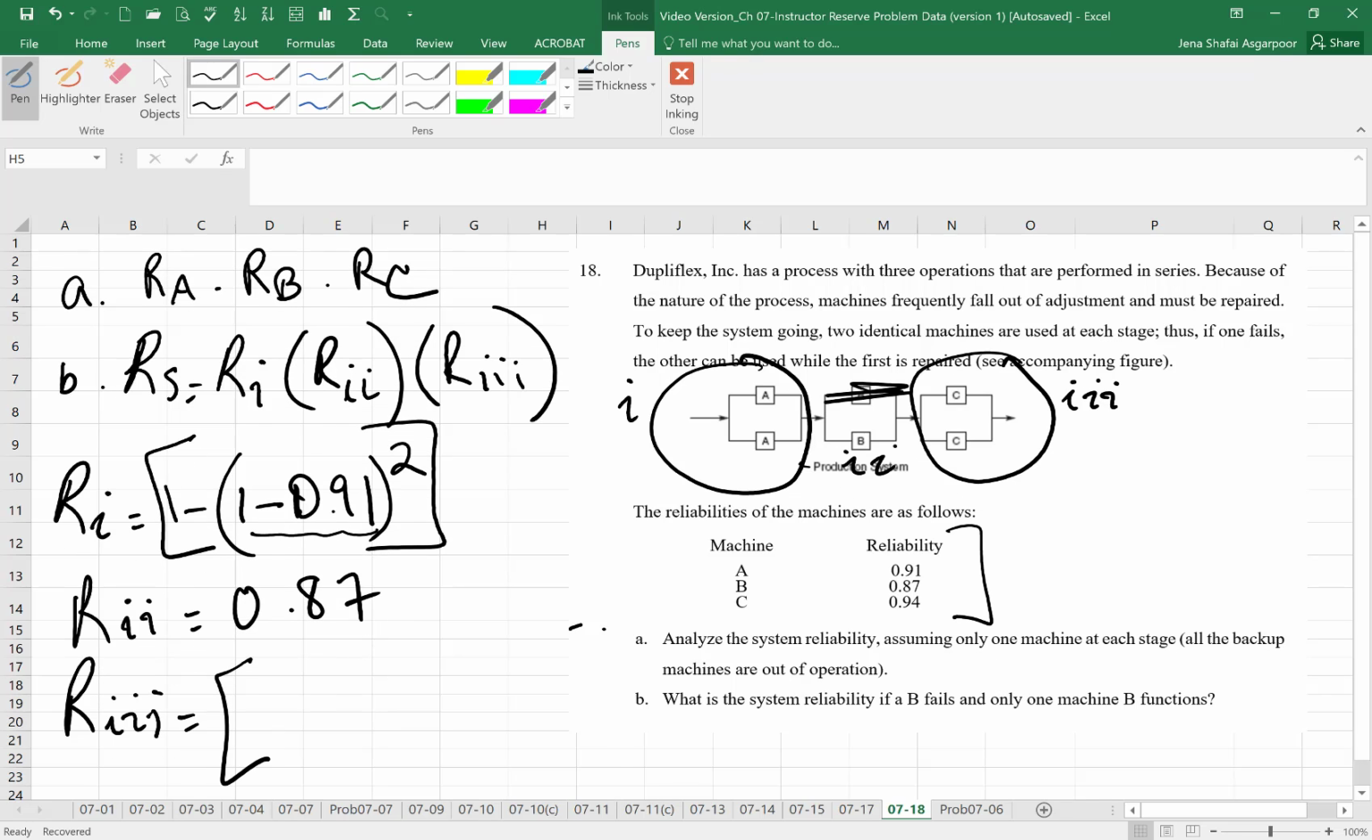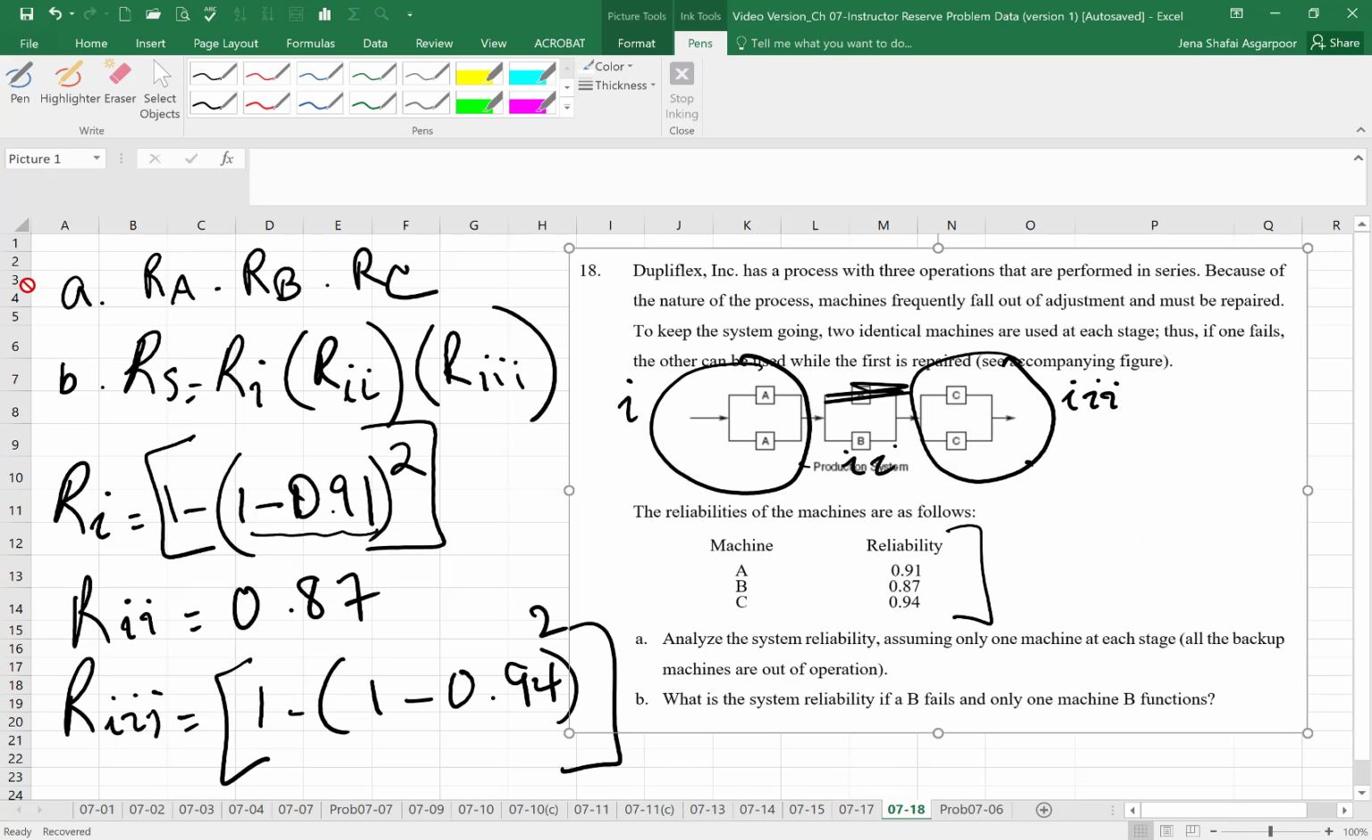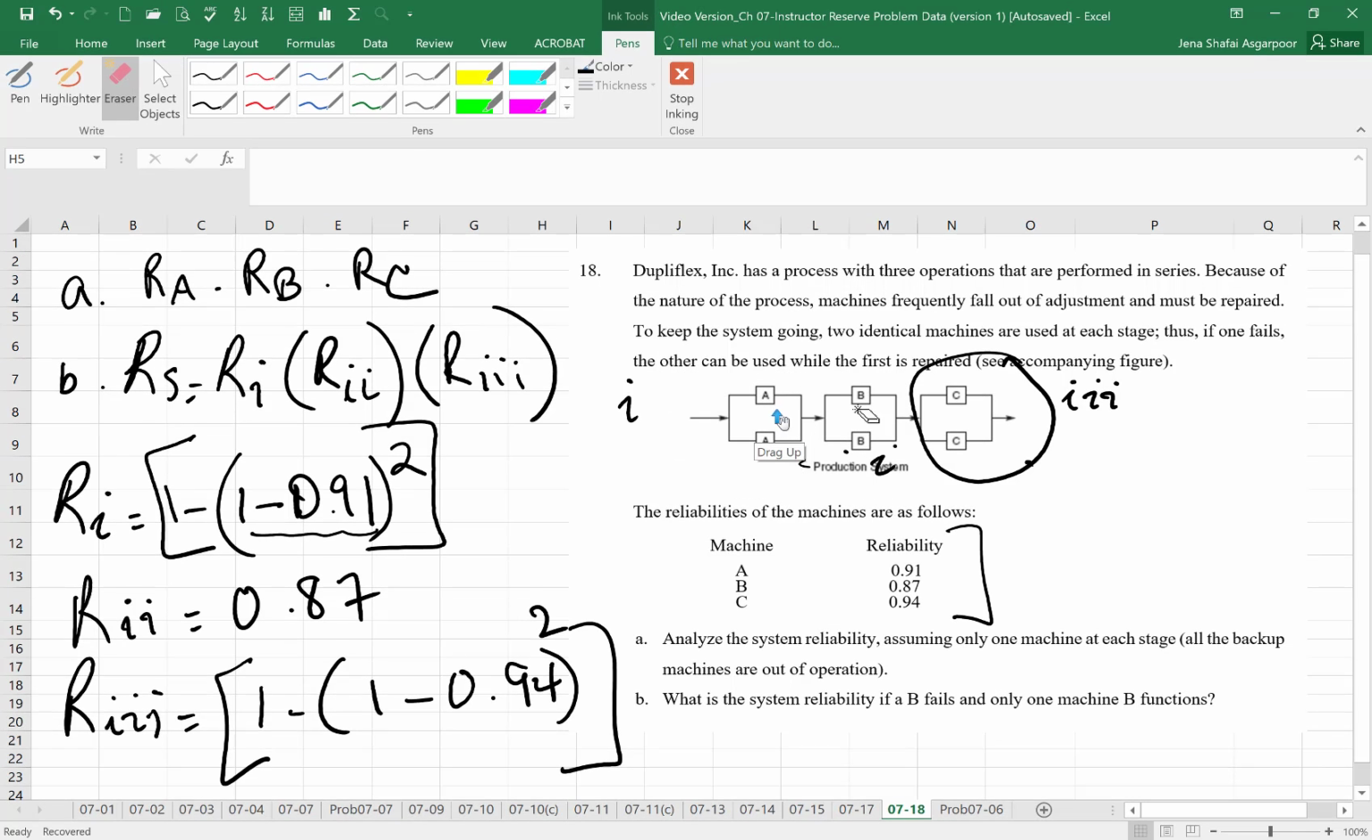we'll write reliability for the C parallel the same way as we did the first one. So that's 1 minus 0.94 squared. And so if you multiply R sub 1, R sub 2, and R sub 3, then we have our system reliability. So let me bring this over here, and I will erase these.